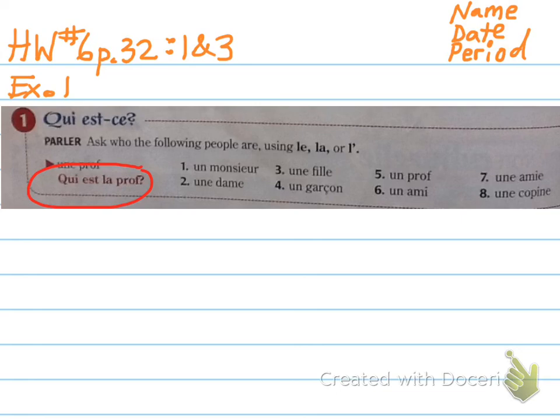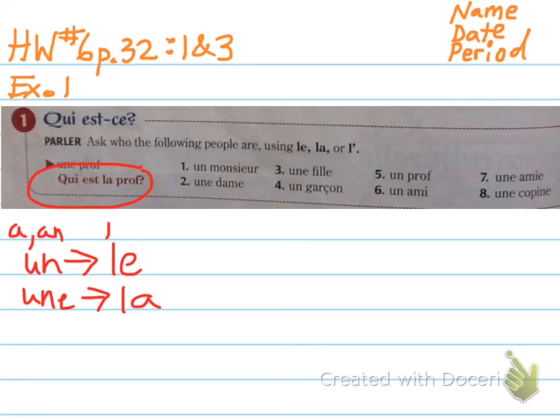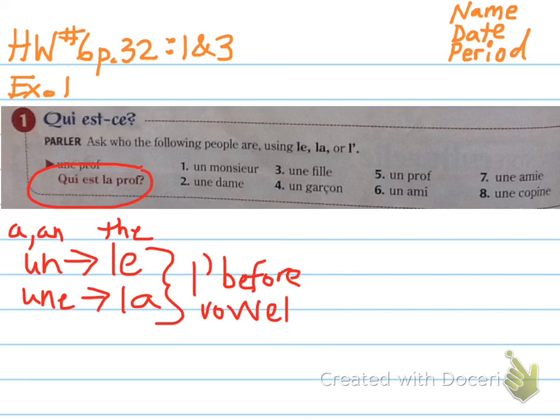And again, remember, if it's un you're going to change it to le. If it's une, you're going to change it to la. So you're changing it from a or an to the. And remember, le and la become l' apostrophe before a vowel. So you're going to write out those 8 for exercise 1.